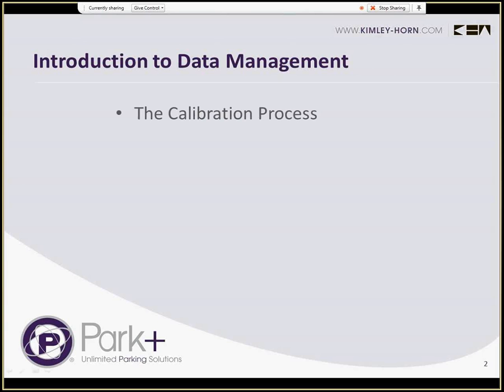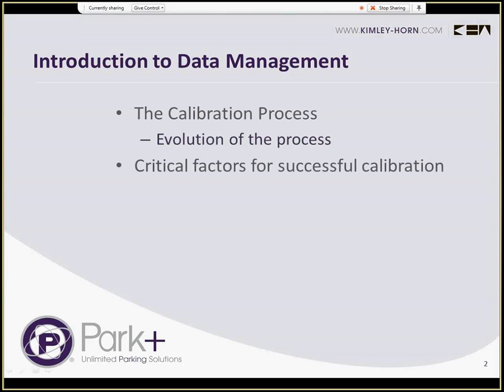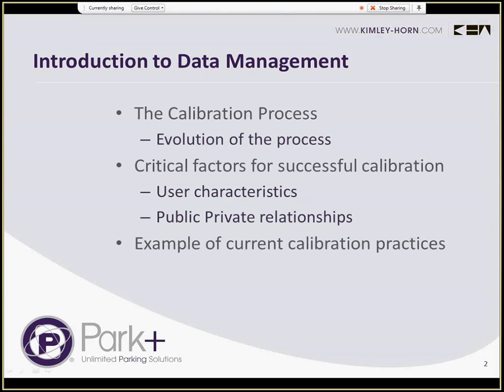Today we're going to talk about the calibration process and how that's evolved. What are our critical factors for calibrating? There are user characteristics, there's parking characteristics, there's occupancy, there's assumptions that go into that. We'll do an example of current calibration, and then we'll talk a little bit about what is next. As usual, at any point, stop me if you have questions. Feel free to use the IM portion of this meeting if you want to type up a question, and we can stop and go through anything at any time.